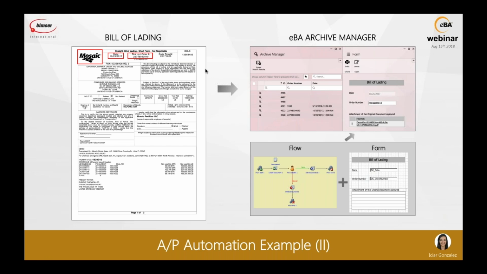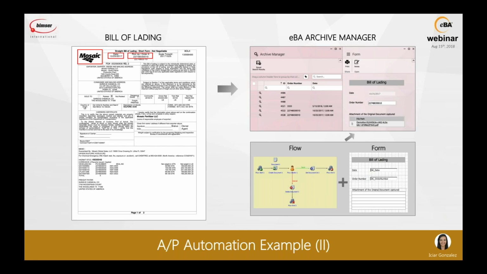So the goal is to be able to get this document, and just like magic, we're going to have the archiving manager here on eBA. We're going to have the date that you see here, the order number that's going to match that number here, and then we're going to be able to link the original document to this form, so we're going to be able to access it right there. In order to do this, we're going to have to design a form. In this case, a very simple form. We only have those two fields and a workflow. So let's see how all of this process works.